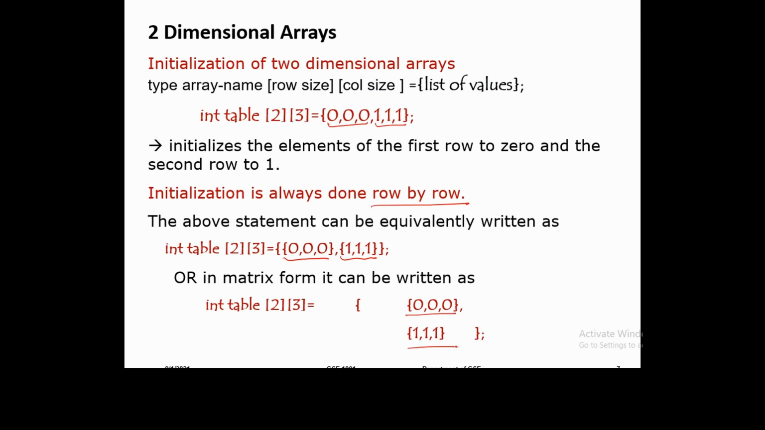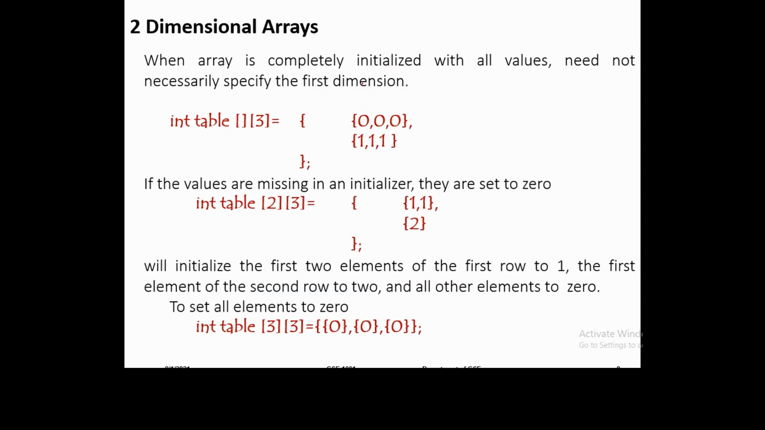Okay, this is the first row, this is the second row. And if it is not explicitly specified, then it will automatically take all the elements row by row. So when the array is completely initialized with all values, then it need not necessarily specify the first dimension. But it is only for this case, meaning the first dimension can be missing and this is the second dimension. So it will automatically take all the variables into the first dimension. The first dimension will be initialized automatically, like there will be 2 rows in this declaration.